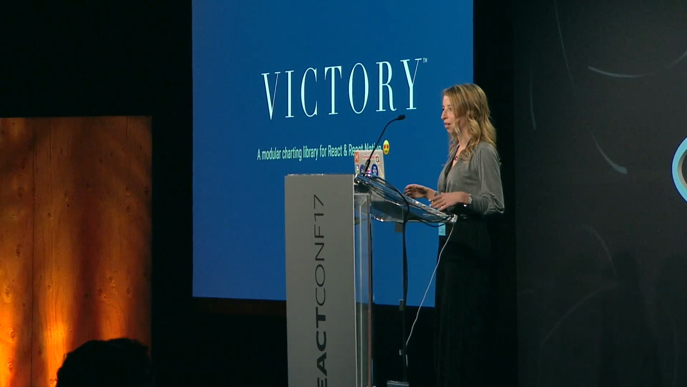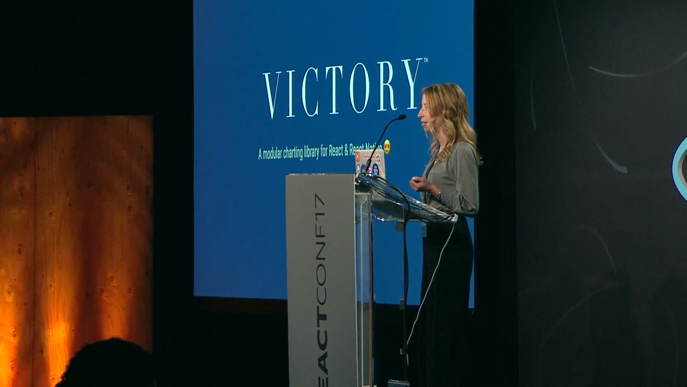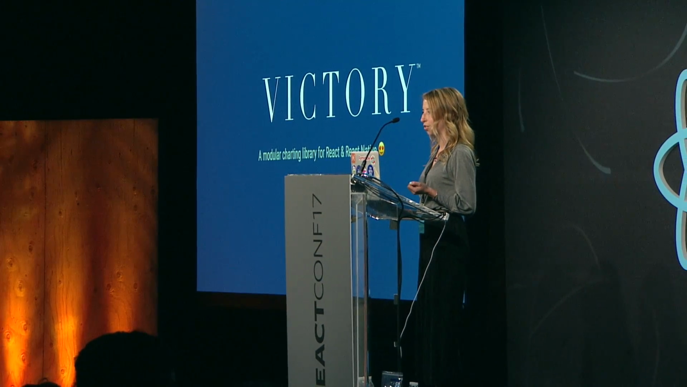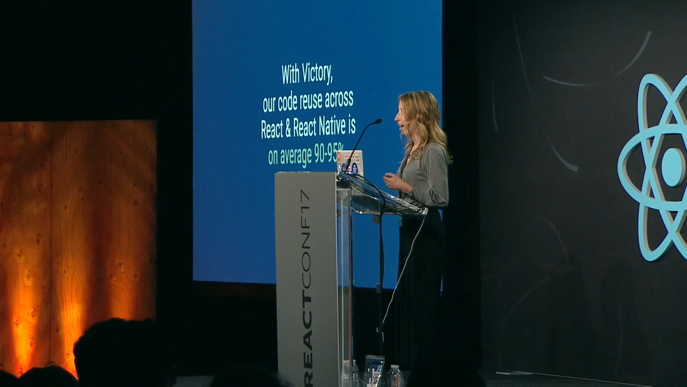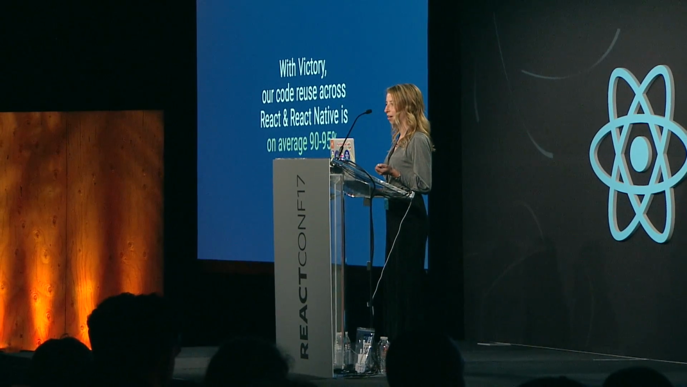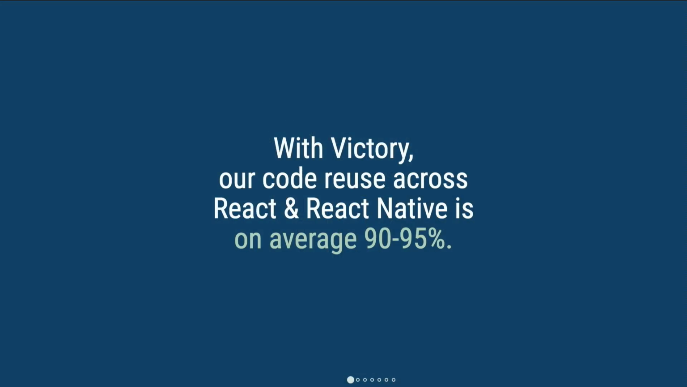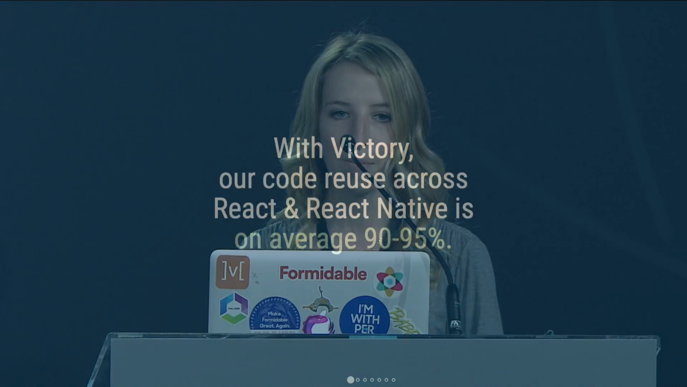Enter Victory. Victory is an open source library created by the awesome people at Formidable Labs. Now, it uses D3 underneath the hood, but creates enough of an abstraction so you can create beautiful charts quickly. And in our experience at Major League Soccer, our code reuse across platforms has been, on average, 90 to 95%. But don't just take my word for it. I prepared some demos for you guys so you can see Victory in action.